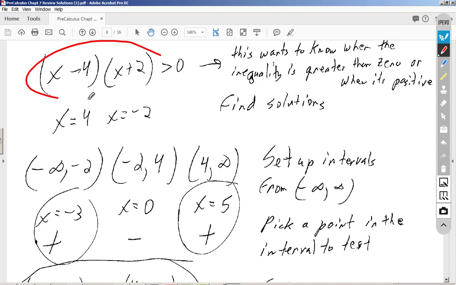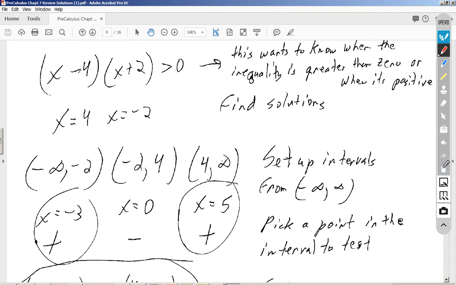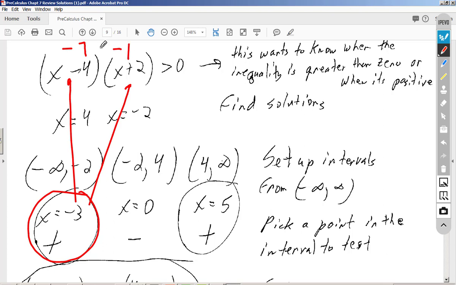Because this wants to know when the inequality is greater than 0, or in other words, when it's positive. So each interval has its own positive or negative. I'm going to choose x equals negative 3 and substitute that into this equation. So I've got negative 3 minus 4, which is negative 7, and negative 3 plus 2, which is negative 1. A negative 7 times a negative 1 ends up being a positive 7. So that means in this interval, every single number I choose is going to be positive.